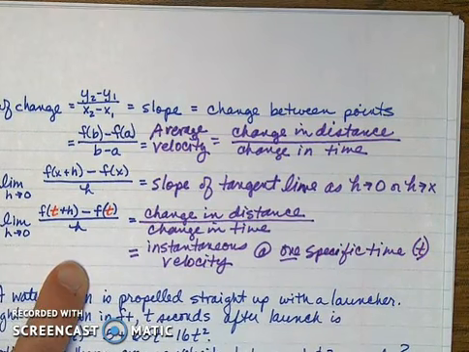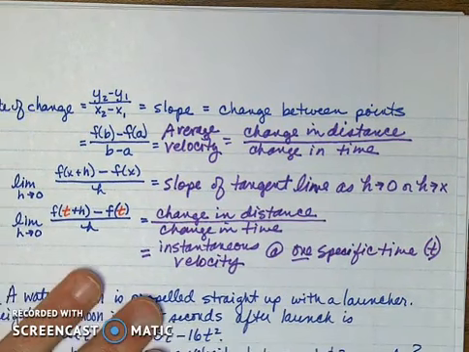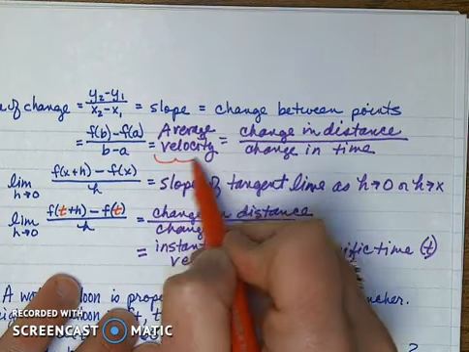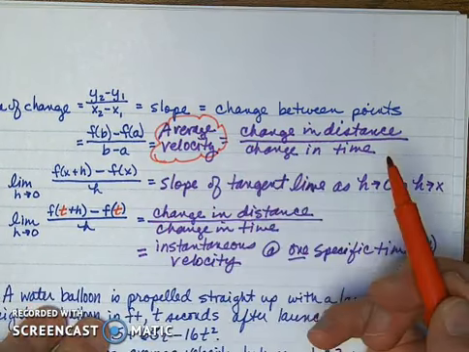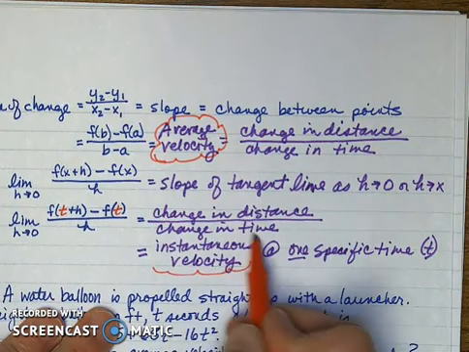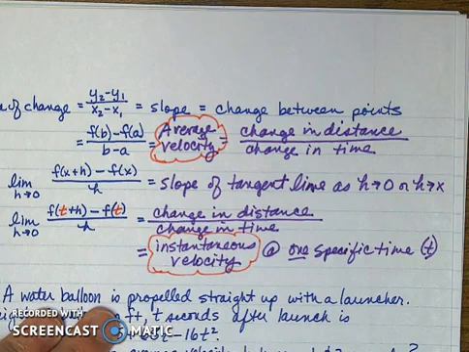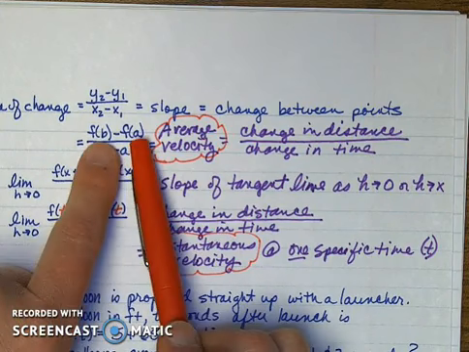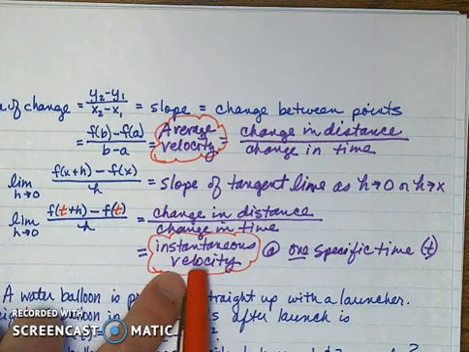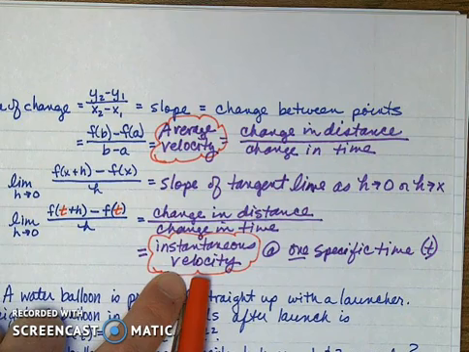So you do have two formulas here. You have the average velocity that I will ask you to calculate, and the instantaneous velocity. The average velocity is going between two periods of time. The instantaneous velocity is at one specific time. What is the velocity at this point, at this period of time? So let's look at two examples for this.